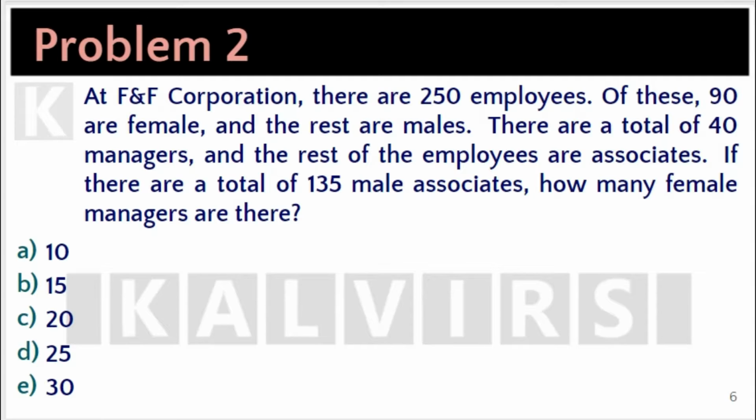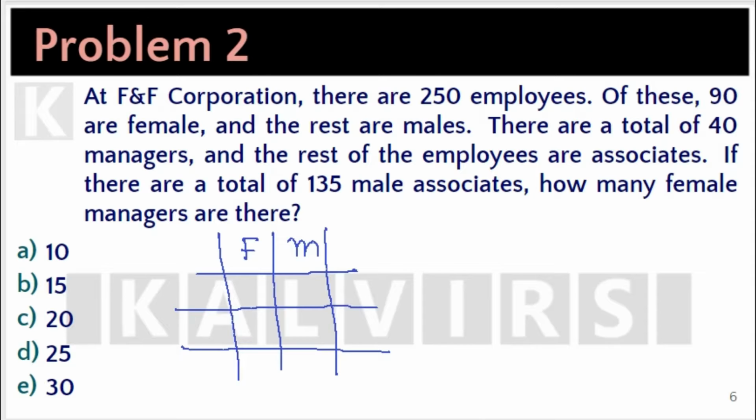Here we'll use a matrix to organize data. Columns will be for genders, female and male, and rows will be for jobs, associates and managers. There's a total of 250 people, and notice that the information given leads to order. 90 are female, therefore 160 are male. 40 are managers, therefore 210 are associates.